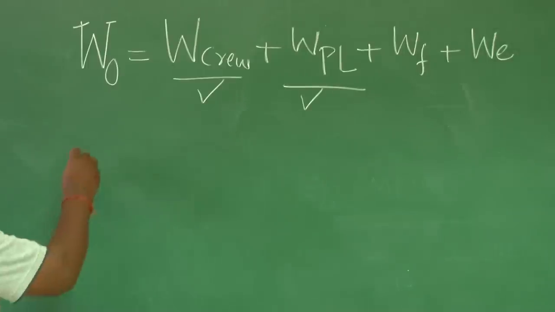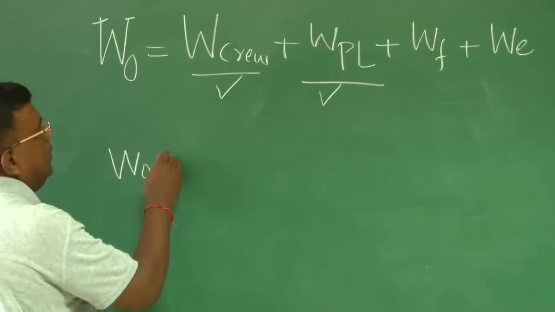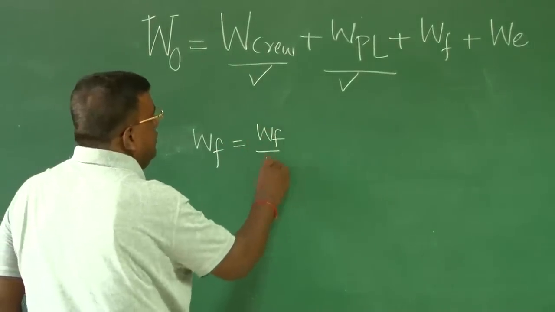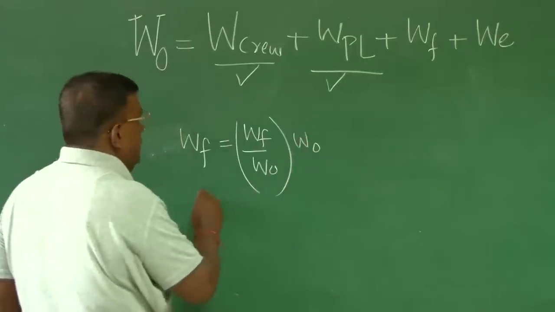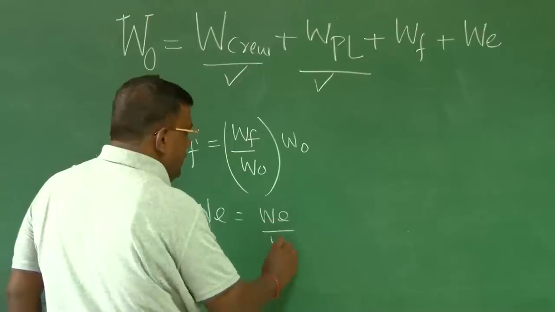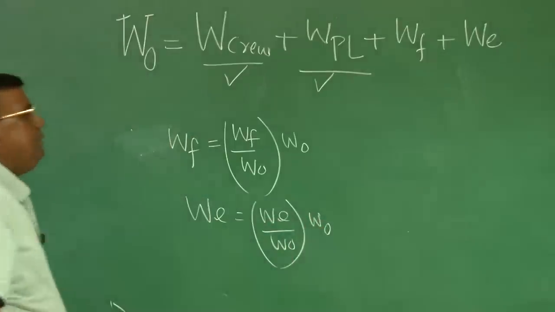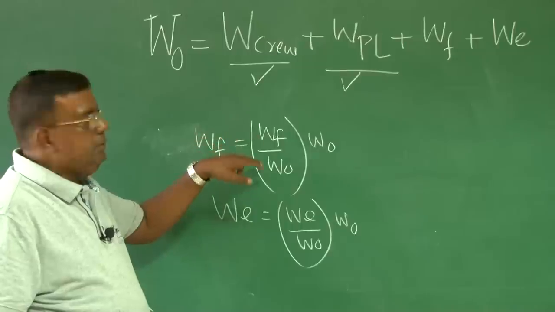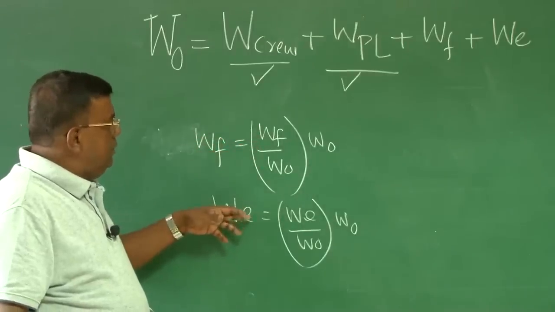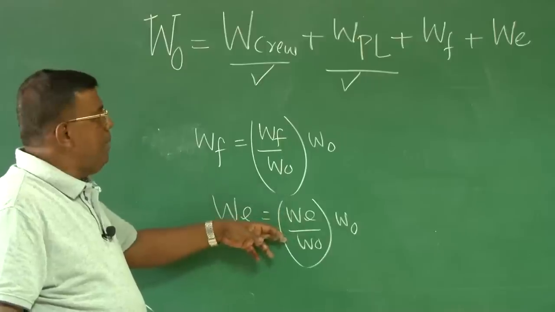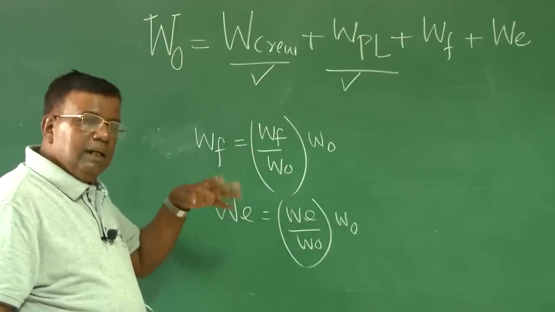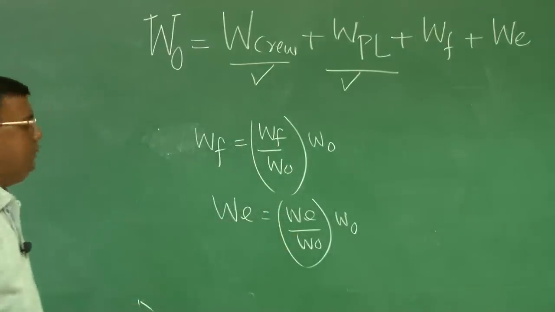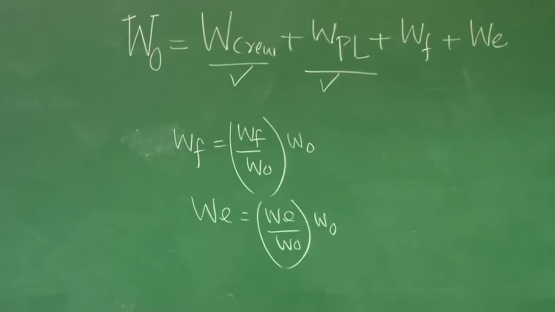If I rearrange this, I can write WF as (WF/W0) times W0, and WE as (WE/W0) times W0. What is the meaning of this? Based on historical data, if I know the ratio WF/W0, and based on historical data, if I know WE/W0, then my life will be simpler. The statistical data that is available is being made available in this fashion, so it becomes easier for us to use to get the initial gross weight.